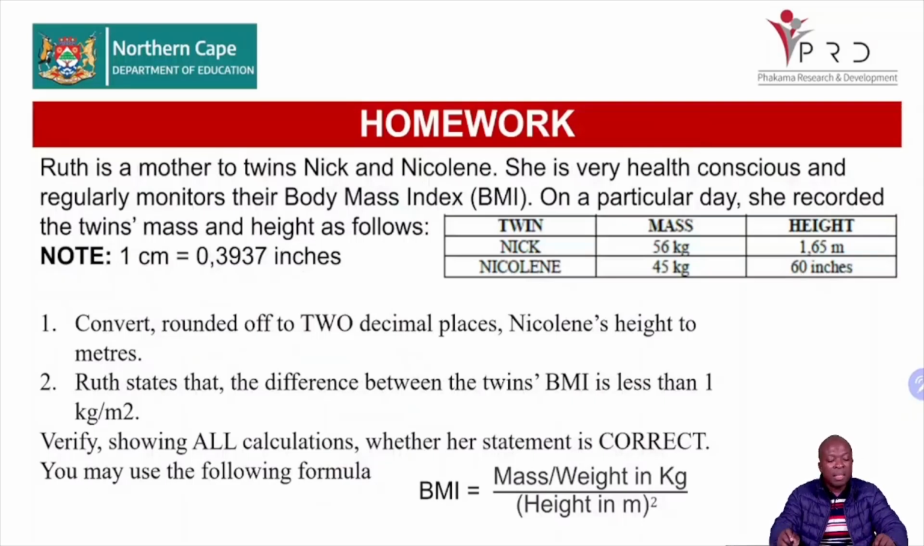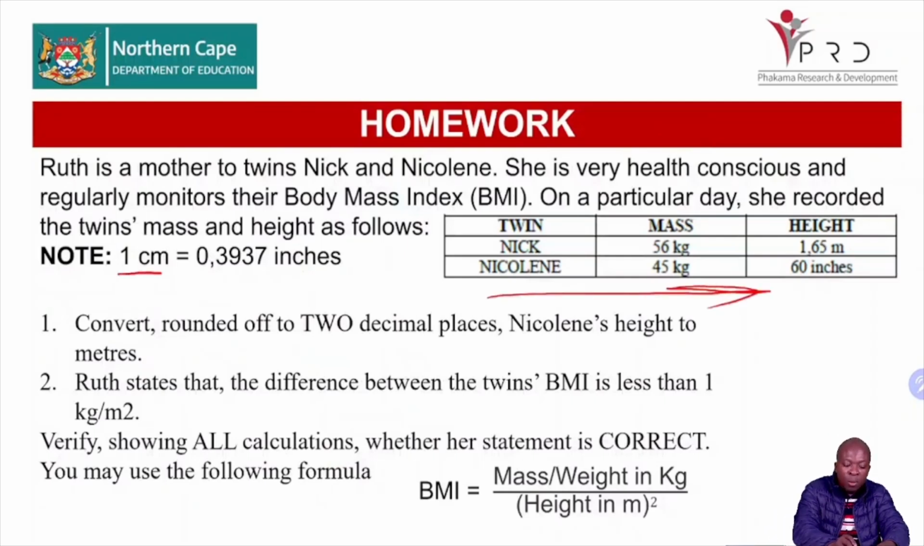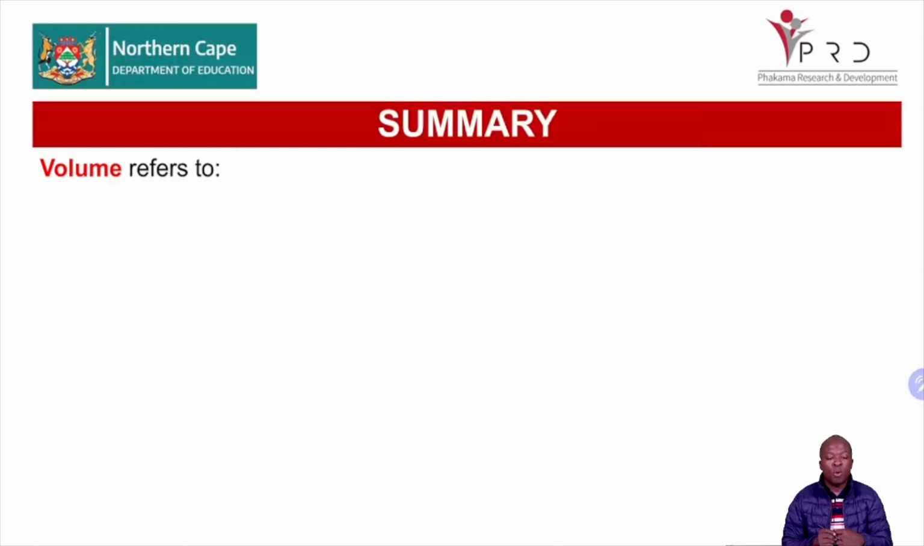It says Ruth is a mother of two twins, Nick and Nicolene. She is very health conscious and regularly monitors their body mass index. On a particular day, she recorded the twins' mass and height as follows. So here you have been given the information. Please take note, 1 centimeter is the same as 0.3937 inches. So you have the questions that I've given to you there. I expect you to answer them so that you can boost your memory.